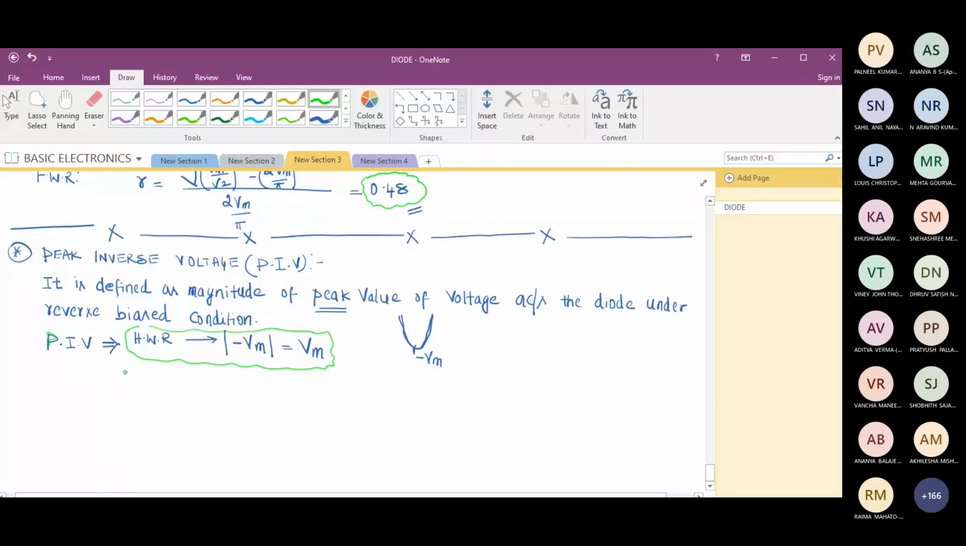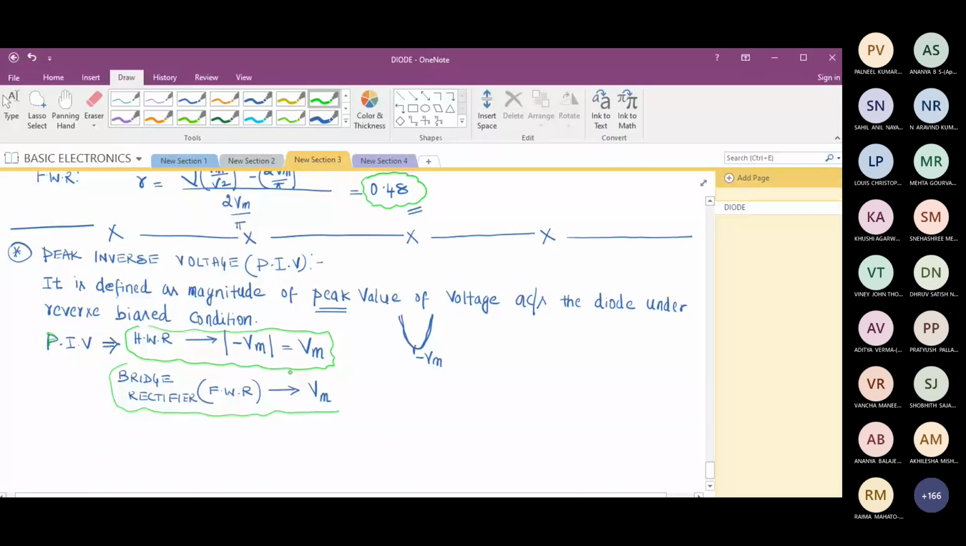So I write, in case of a bridge rectifier, which falls in the full wave rectifier category, FWR, we find the peak inverse voltage is again Vm. Any doubts in this? No, sir.